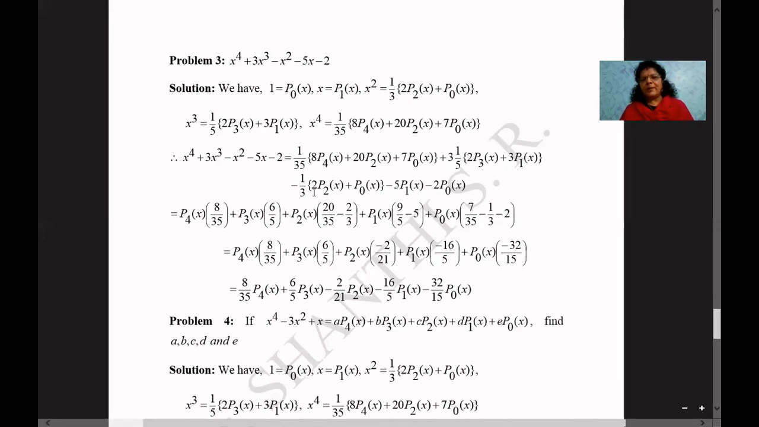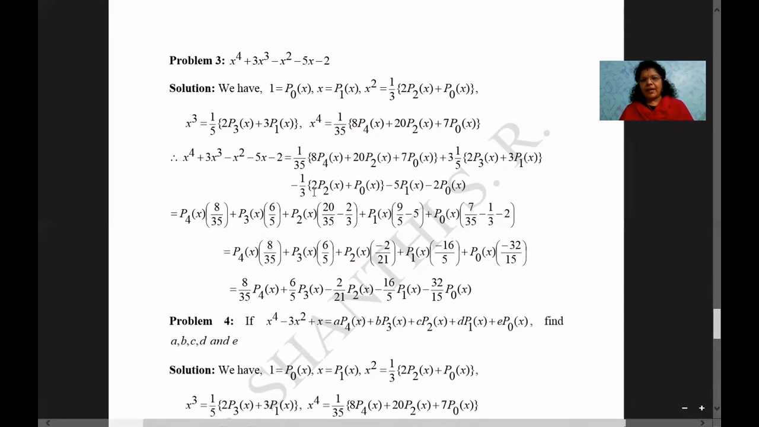Next, P1. How many P1 are there? Here one P1. But again, this P1 of x is inside the bracket, so whose coefficient lies outside the bracket? That is 3 into 1 by 5, that is 3 by 5 into 3, that is 9 by 5. The first term. Any other P1 here?